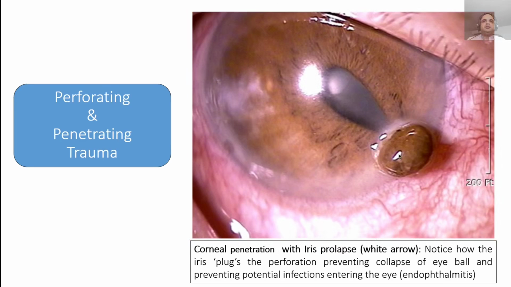This is another perforation, and again, a penetrating injury to the eye. And again, you have the iris that is blocking the wound, which reduces the risk of endophthalmitis. We have talked about endophthalmitis multiple times now, so I'm sure you know what it is by now.